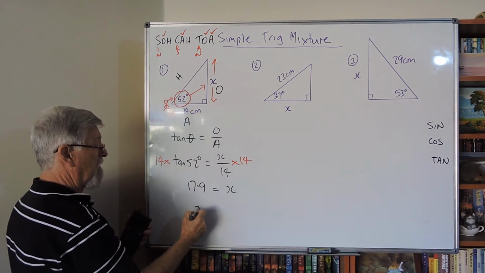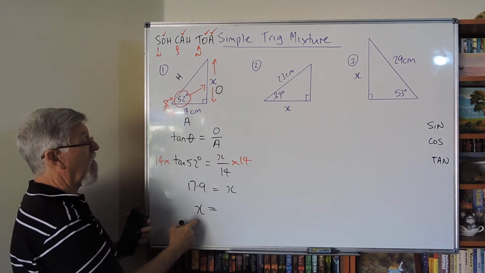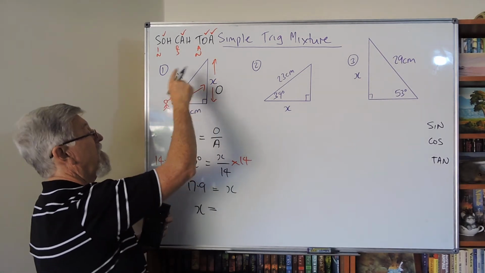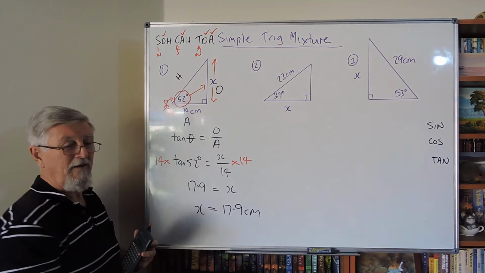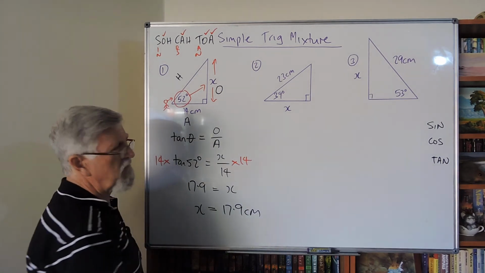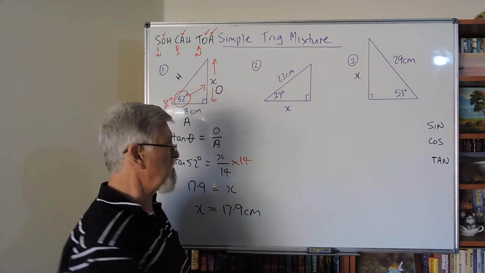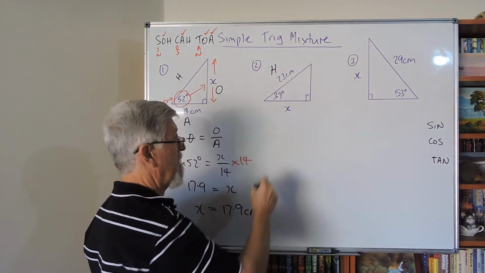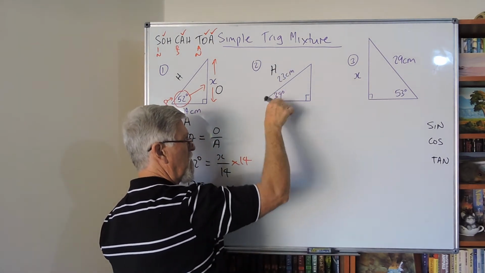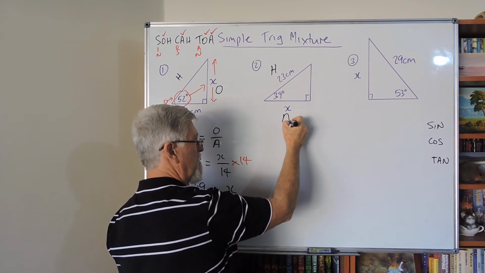17.9. So the length of that side on that triangle would be 17.9 centimetres. If I go through the others, I don't want to take so long, I don't want the video to stretch out. So this one's called H for hypotenuse. The other one, right next to the 39, is A for adjacent.